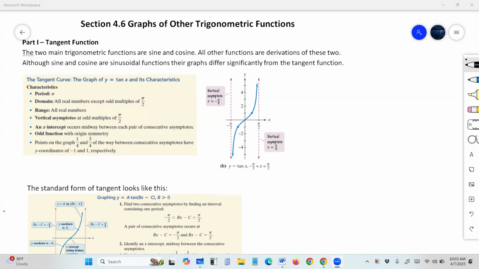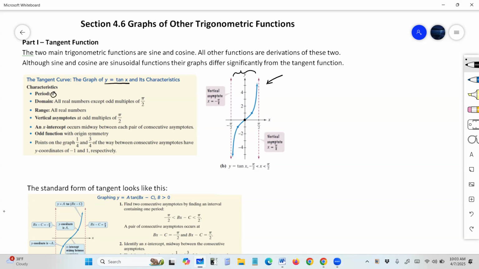Now, as you see here, the graph of the tangent function looks like this. Since it's a periodic function, every piece of the period is going to look the same, so we're only going to be graphing one period of the function. In the case of the basic function, tangent x, the period is pi, and we're going to be graphing three pieces of it.